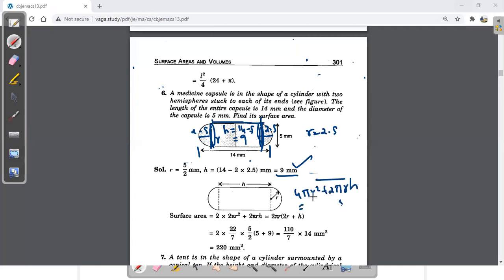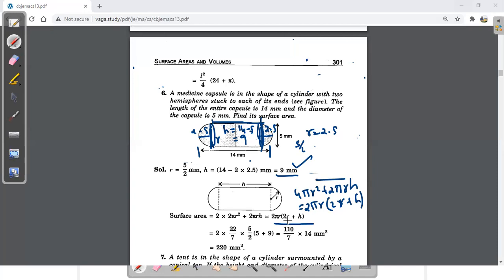And now what will happen? You're going to take common. What is common here? 2 pi r. So what is left here is 2r plus h. So we'll get 2 pi r (2r plus h). Now substitute 2 into 22 by 7. What is the radius? Radius is 2.5 you can take, or 5 by 2. Okay, diameter is 5, so radius is 5 by 2.